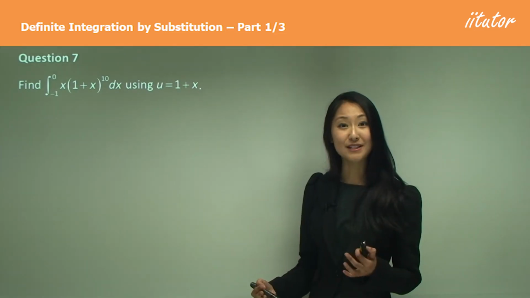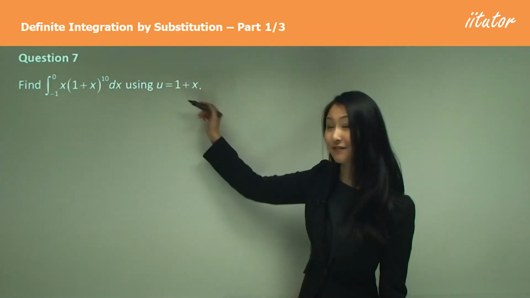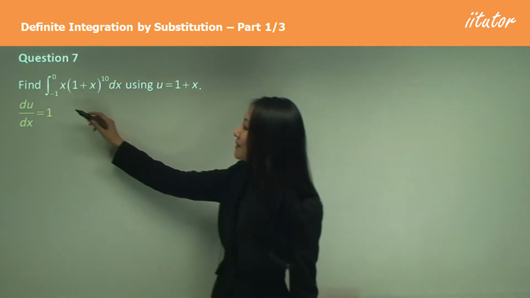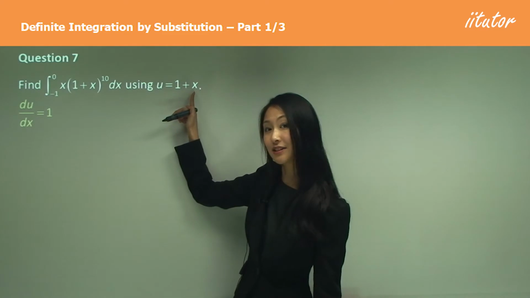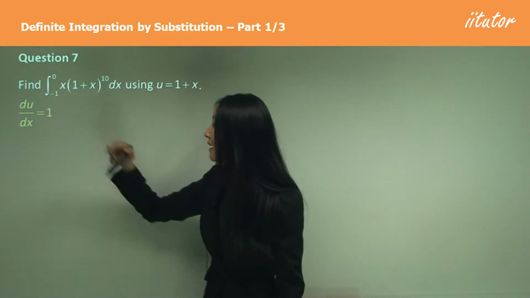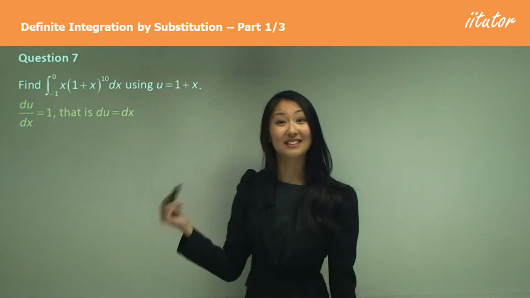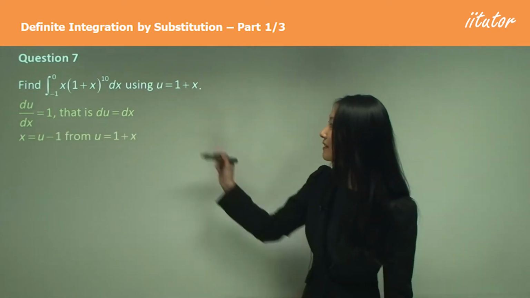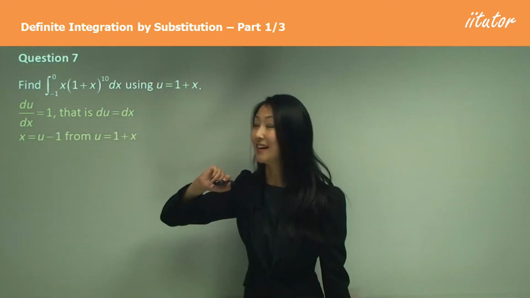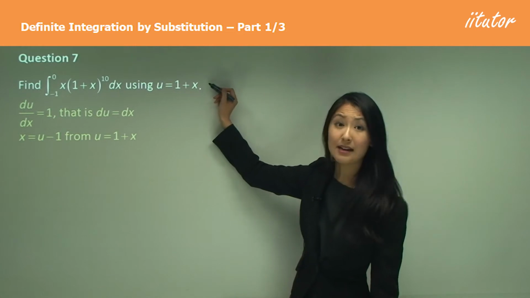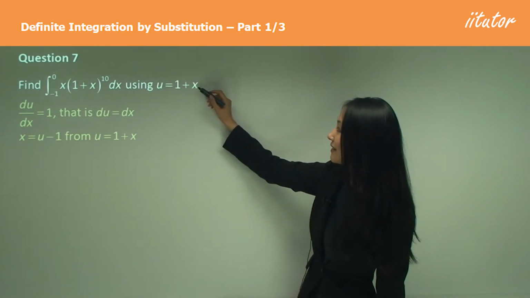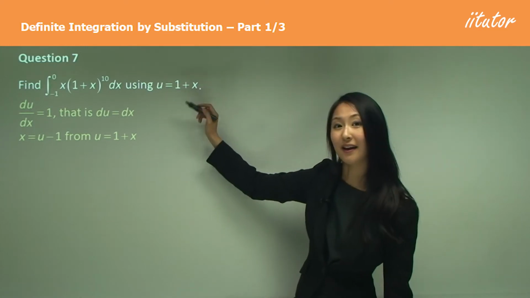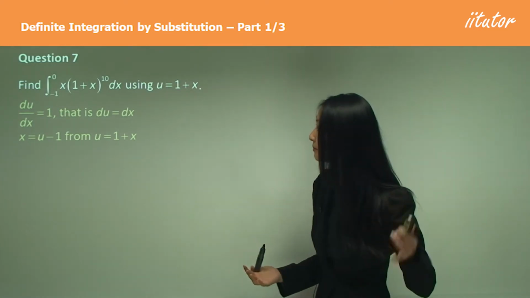So as with the previous questions, first thing we want to do is differentiate this. So we get du on dx equals to 1. The x just becomes a 1. Flip that, du equals to dx. Now, because that's going to leave us with an x left over, we're going to have to find out what x equals to from this equation. So x just equals to u minus 1. And now I'm ready to substitute in.